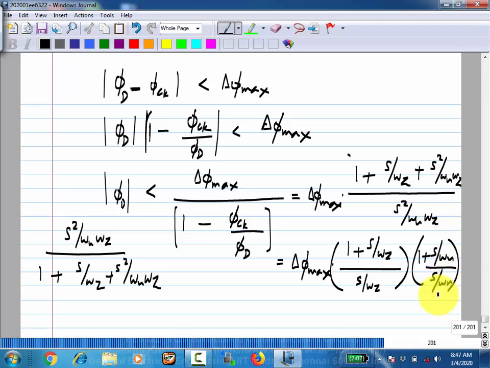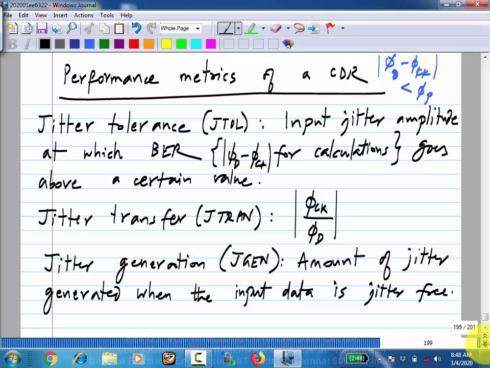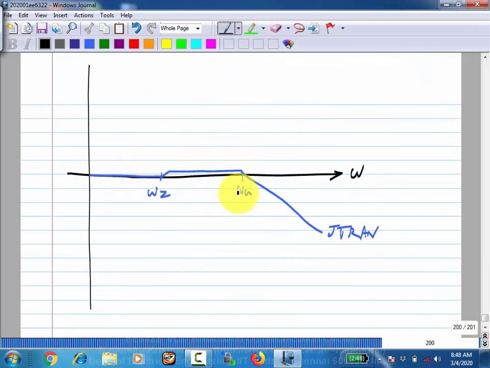Okay. So essentially these are the inverse of the curves that we multiplied for getting the transfer function from the VCO, right? The first one will be something like this with the corner being omega z. The second one will be something like that with the corner being omega u. The product will be the jitter tolerance. Okay. So if I plot jitter tolerance on this curve, this JTRAN is a transfer function. This jitter tolerance is jitter, right?